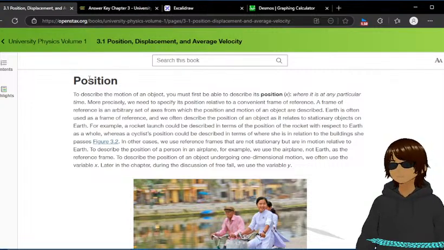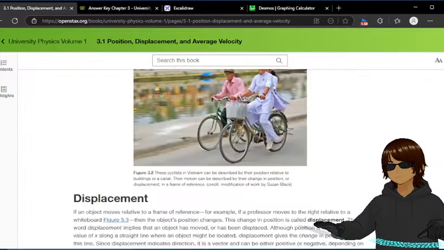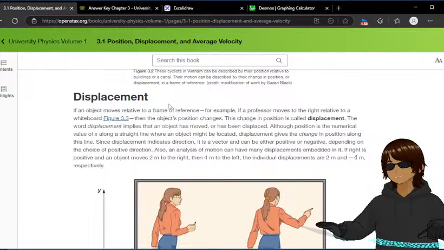To describe motion of an object, you must be able to describe its position, where it is at any particular time. More precisely, we need to specify its motion relative to a convenient frame of reference. The frame of reference is an arbitrary set of axes from which the position and motion of an object are described. So, if an object moves relative to a frame of reference, for example, if a professor moves to the right relative to the whiteboard, the object's position changes.